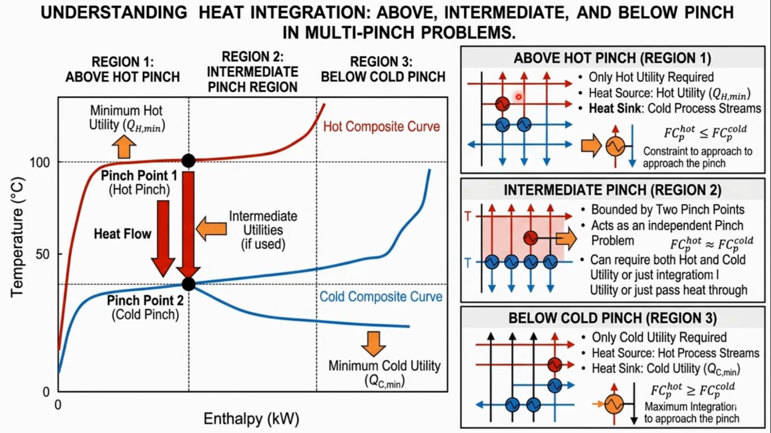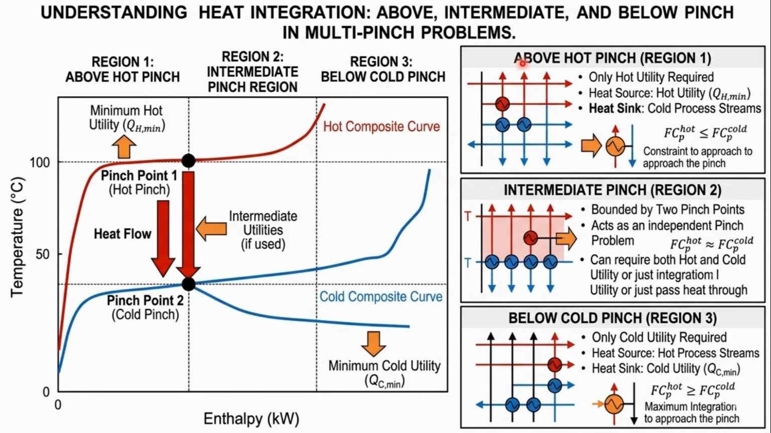Now, these are the three main regions. Once we talk about the multi-pinch system, there are two pinch points. In the previous systems, one was the above pinch and the other one was the below pinch. That was for single pinch. However, once we talk about the multi-pinch system, there are three zones: above the highest pinch, which we call above hot pinch, below the lowest pinch, which we call below cold pinch, and region 2, the intermediate region. This is the critical region, and this is the point where most students or engineers make the mistake.